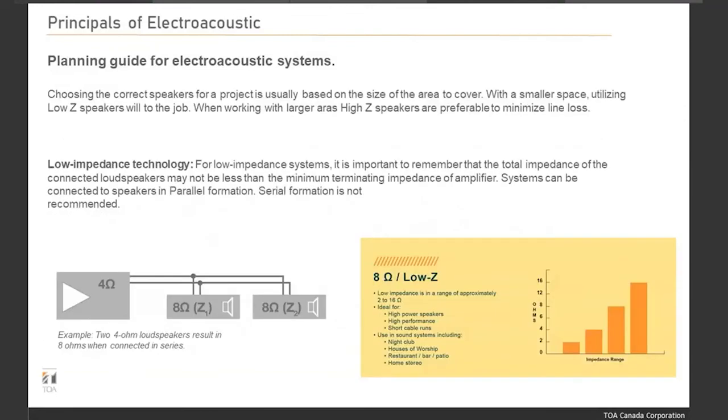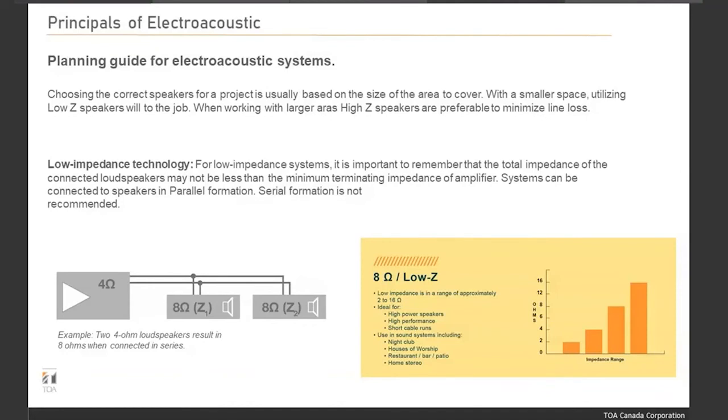So on planning for electroacoustic systems, choosing the correct speakers for a project is usually based on the size of the area to cover. With a small space, utilizing low Z speakers, so 8 ohm speakers. When working with larger areas, high Z speakers are preferred to minimize the loss.